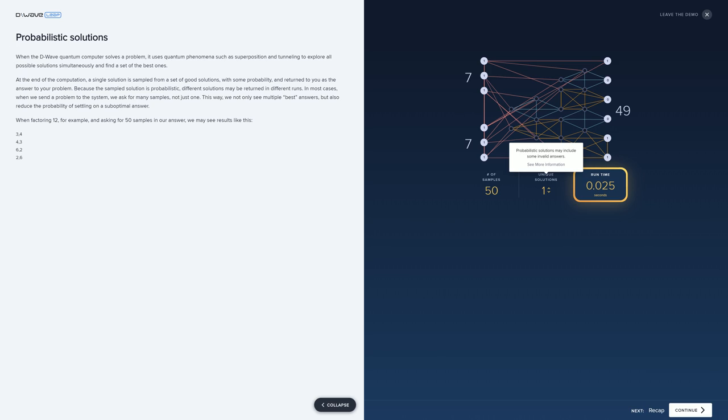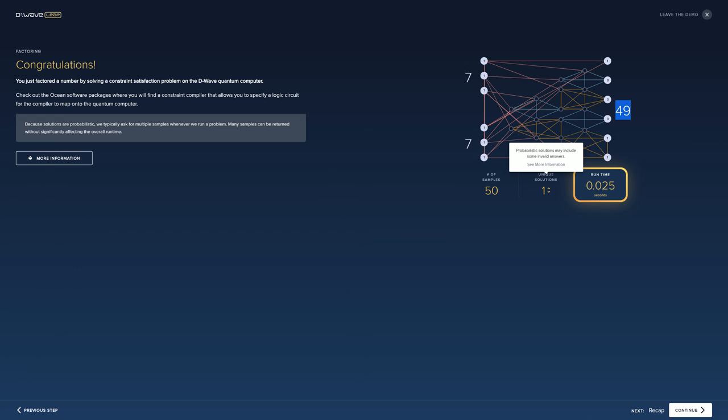Probabilistic solutions. When the D-Wave quantum computer solves a problem, it uses quantum phenomena such as superposition and tunneling to explore all possible solutions simultaneously. Simultaneously, ladies and gentlemen, at the same time, and find a set of the best. At the end of the computation, a single solution is sampled from a set of good solutions with some probability, and returned to you as the answer to your problem.